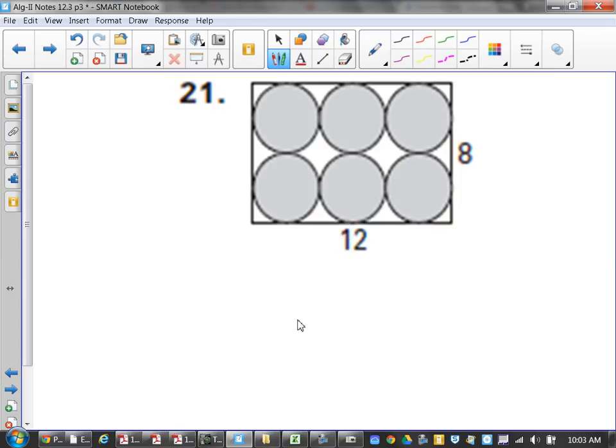Probability of landing in the non-shaded region. Oh, mixing it up. I want to do the non-shaded this time. The unshaded. Probability of landing in the unshaded region. Whoa, that's going to be so different.